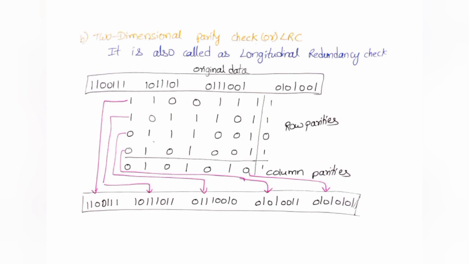Okay, so now we will write the column parities at the end of the message, at the end of the given original data. So we are adding the column parities at the end of the message, and we will transmit this message to the receiver. Okay, so this is the 2-dimensional parity check.